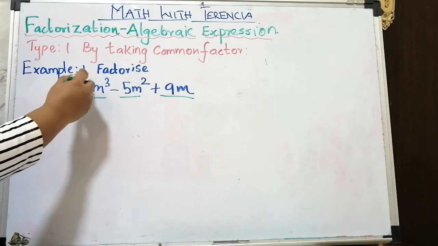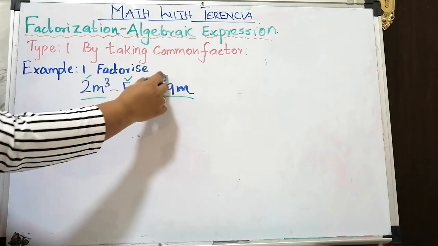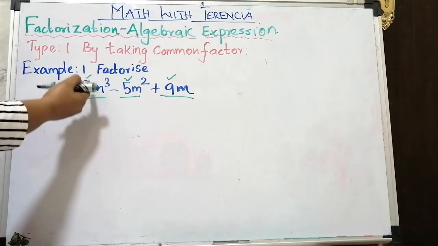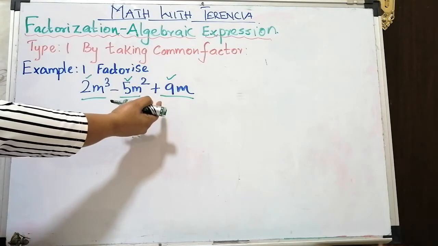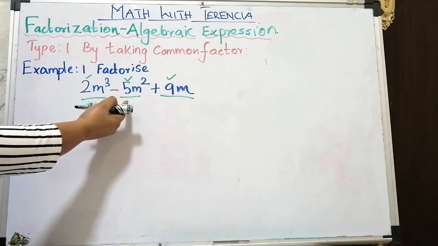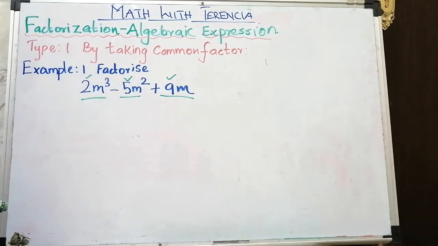First check with the numbers. Numbers 2, 5 and 9. Do we have any common factor between 2, 5 and 9? No, because 2 is a prime number, 5 is a prime number. So we can't find the common factor. So we will leave the numbers.